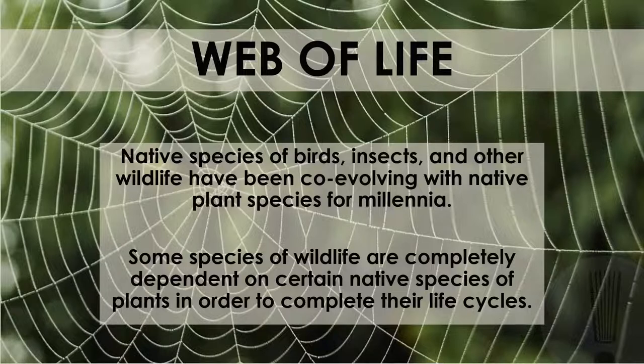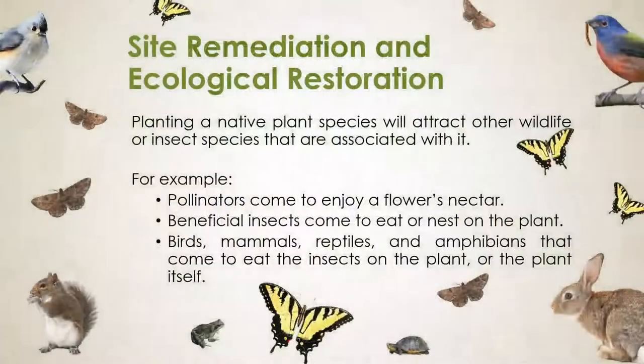Most bird species rely a lot on caterpillars to feed their young. Without native plants supporting butterfly and moth populations, caterpillar populations are reduced, and we see a reduction in bird species. So when we use native species, not only are we remediating the site and the contaminants there, but we can also be taking part in ecological restoration.